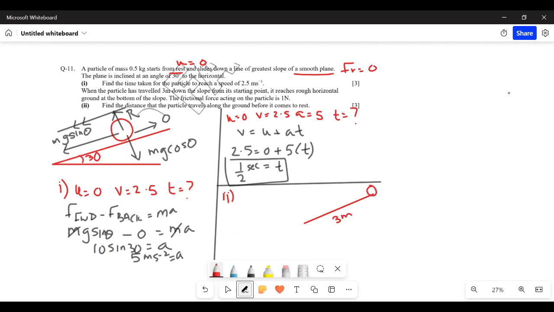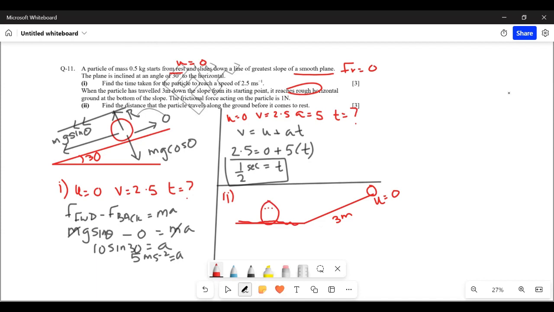So it started from here where U is 0, and then it comes down to the bottom of the slope, and it says it reaches a rough horizontal ground. If it's rough, that means now you will have friction. The slope was smooth, so there was no friction, but the horizontal ground, it's mentioned that it's rough. So now you're going to have some friction here. So if the particle reaches here, it's going to be moving in this direction. So there has to be some friction in the opposite direction.